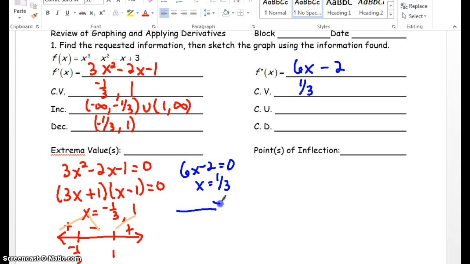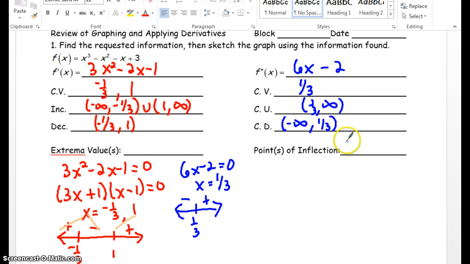I do the same thing. I draw my number line, I have my 1/3. And I'm going to find a number to the left and to the right of that and plug it into my second derivative so I can find out whether it's concave up or concave down. So the number I'm going to choose to the left is 0. You plug it in, you're going to get a negative number. And then to the right, say 1, you plug it in, you get a positive. So that tells me it is concave down from negative infinity all the way to 1/3. And then from 1/3 to infinity, it is concave up. We're getting that from the positive and the negative.